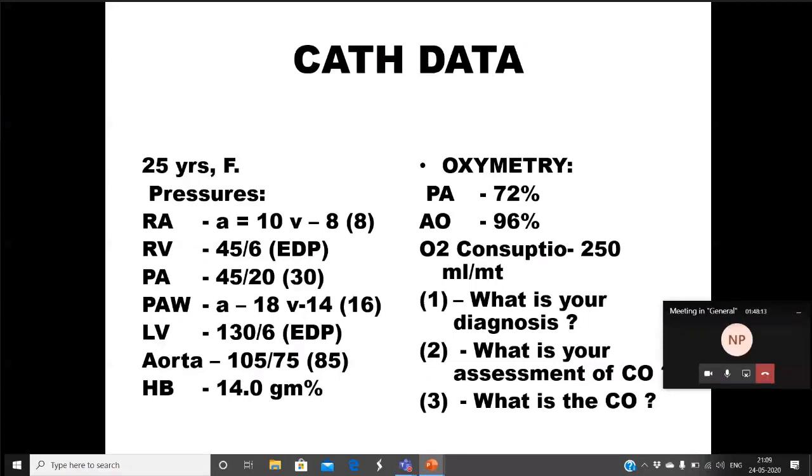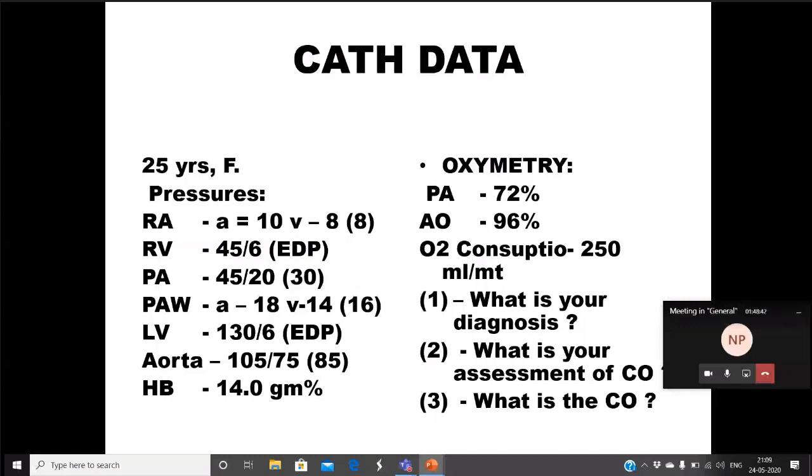45, sir. Okay. Then coming to PA. Then PA pressure 45, sir, by 20. So there is no obstruction between RV and PA. Okay, very good. Diastolic is slightly above normal, like 20, sir. PA diastolic pressure. Not slightly. What is the normal PA diastolic pressure? Around 10. What is the normal PA systolic pressure?